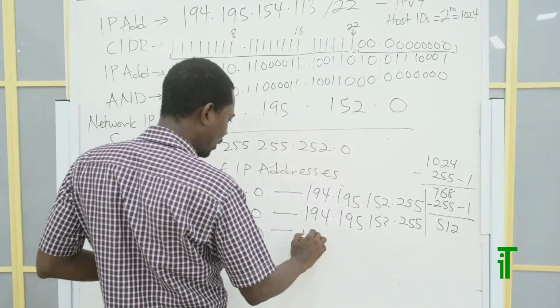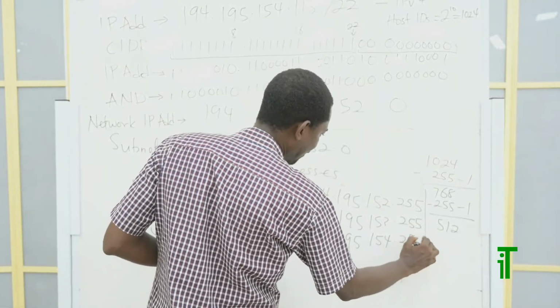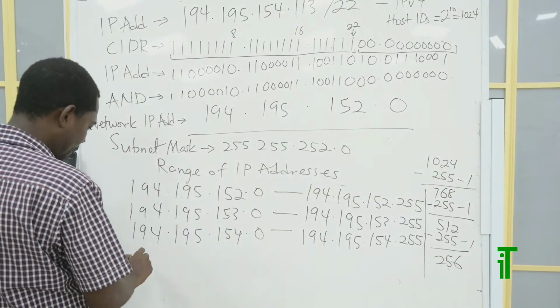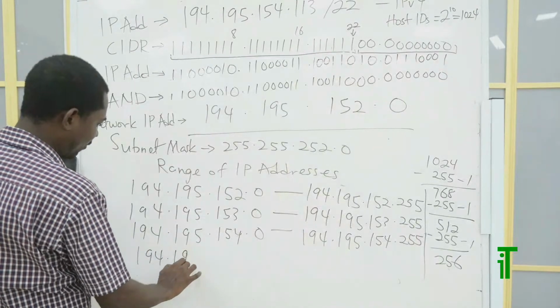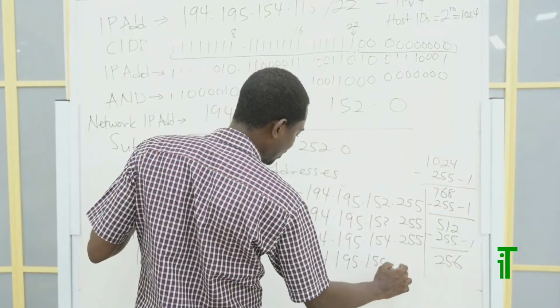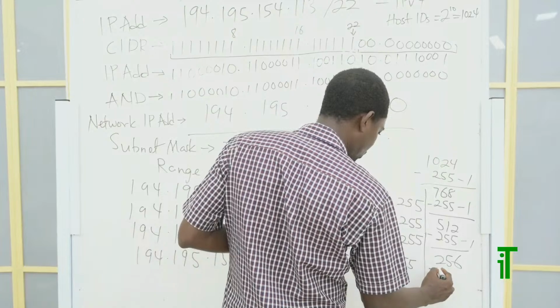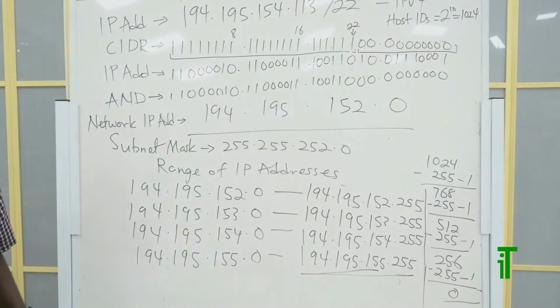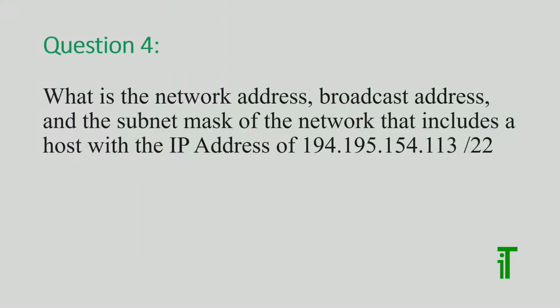Then the next one, 154.0, all the way to 194.195.154.255. So we've taken 255 also from here. This will be the last subnet on the network, and it is 194.195.155.255. We've subtracted another 255 IP addresses. Let's check the answer.